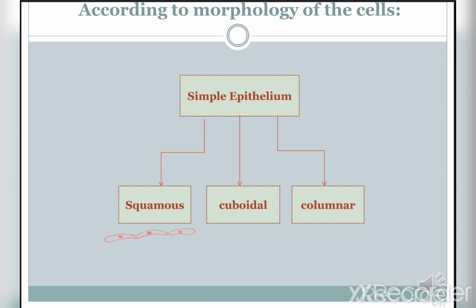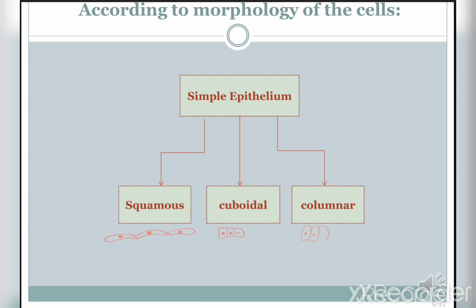While the other one is the cuboidal, so it is a cube-like cell. It is square in shape with a central spherical nucleus. And the columnar is a rectangular cell. So these are the simple types.